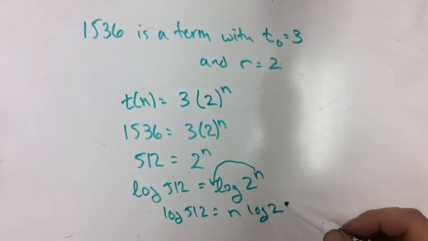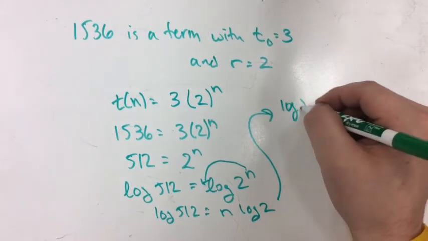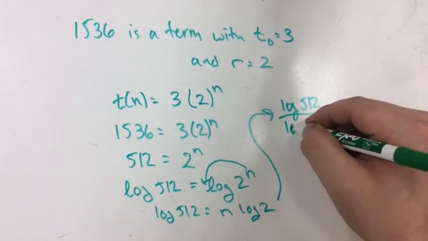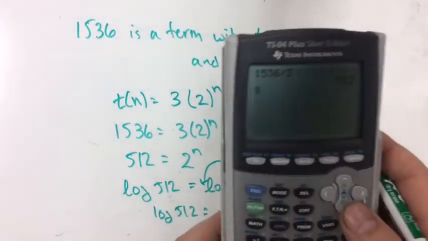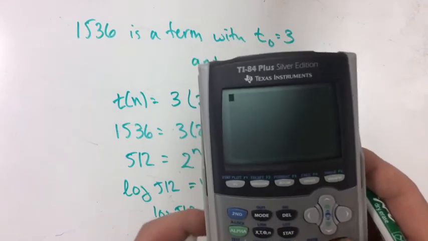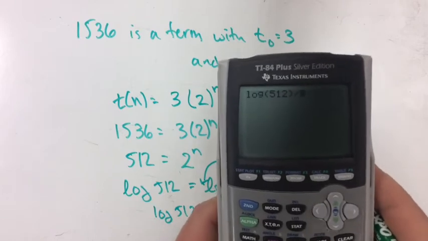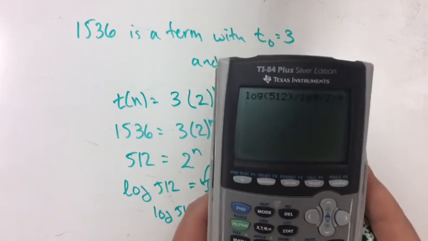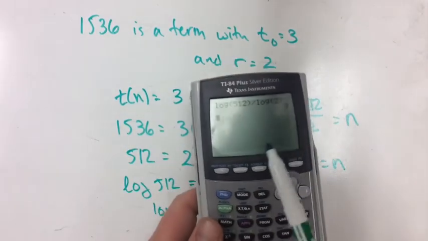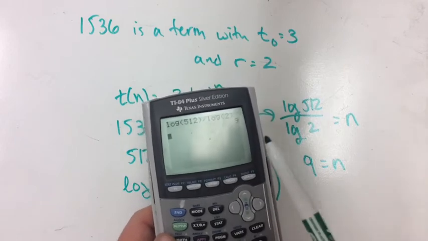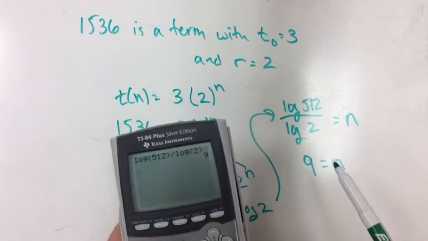Now we can divide by log of 2. So now we're looking at the equation of log 512 divided by log 2 equals n. You're going to have to use a calculator for this. So we're going to want to start bringing calculators to class. So log of 512 divided by log of 2 is going to equal 9. If we don't get a whole number back, then we've done something wrong. We have to get a whole number. There should never be decimals because these are representing term numbers. We can't have half a term.